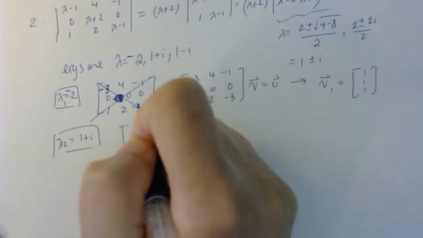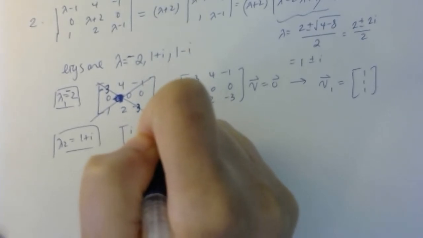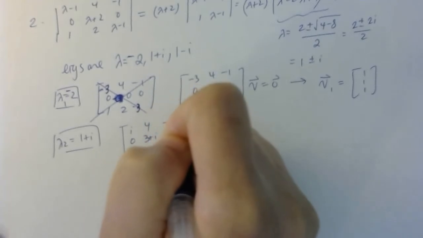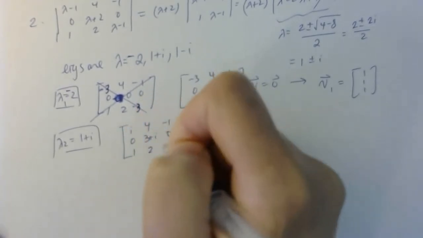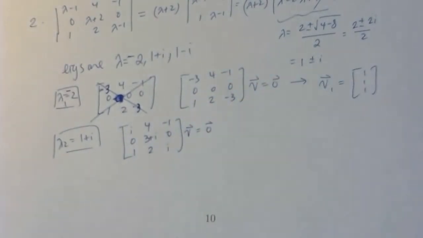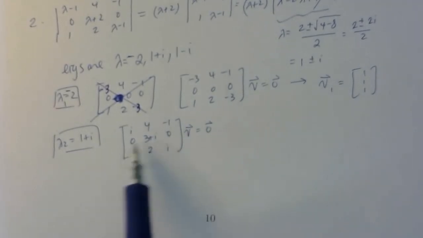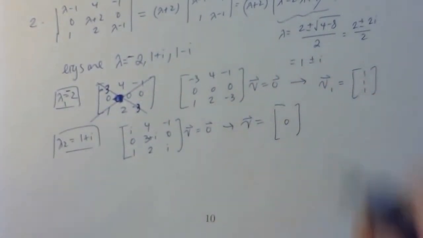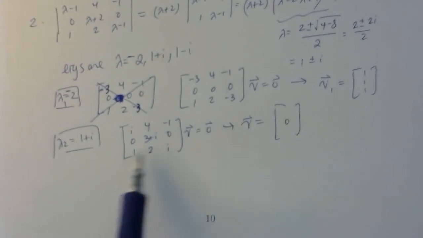I have the matrix with entries 1 plus i, minus 1, 0, 3 plus i, 0, 1, 2, i, and times v should equal 0. So what works here? First of all, the second row having a non-zero entry and then nothing to sum it with tells me that v must have a 0 for the second term. So it just has to be in the first and the third columns.